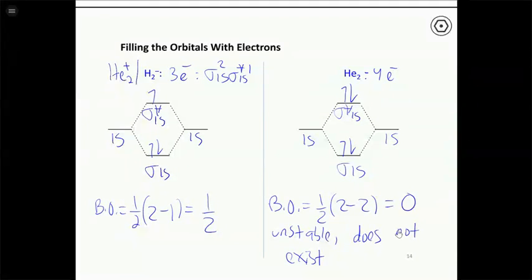So next time we're going to get into more complicated orbital diagrams when we start involving p orbitals, and we'll see how that works for the p block elements as well.